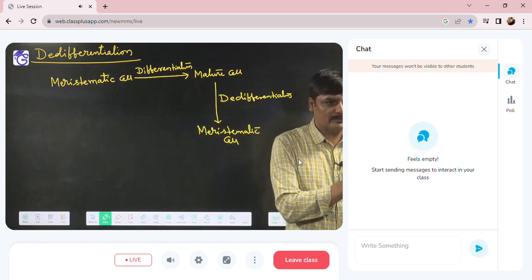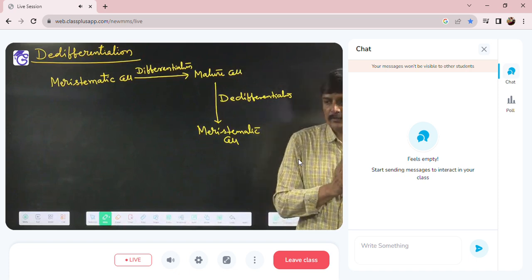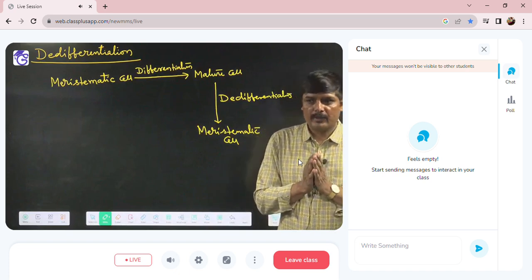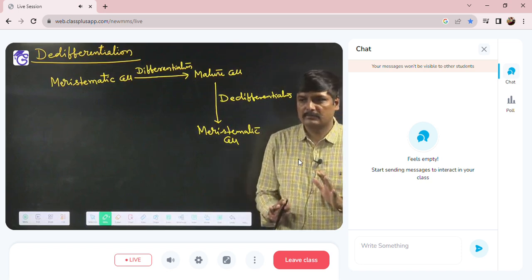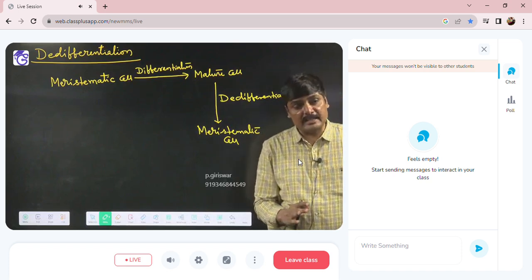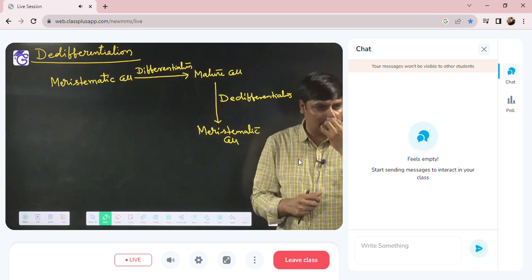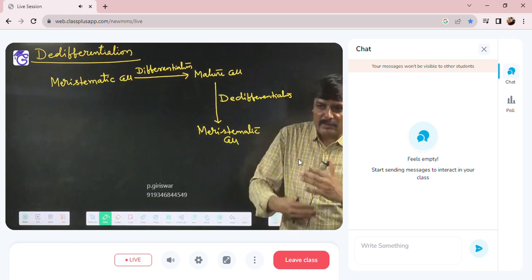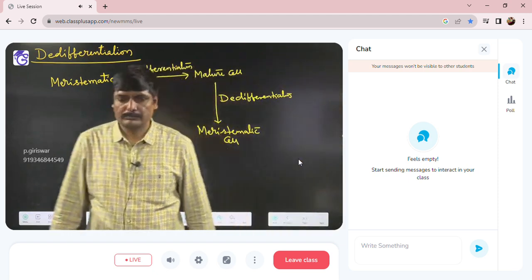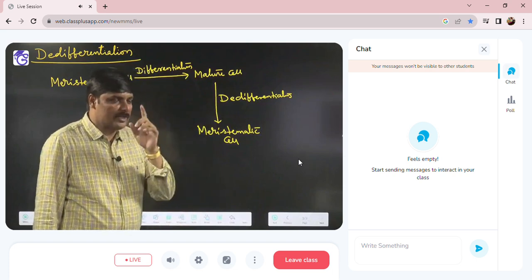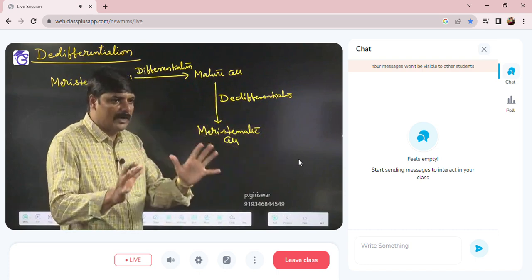Formation of a permanent cell from a meristematic cell is differentiation. Now this permanent cell usually does not divide further, but some cells regain the activity of cell division and transform into meristematic cells. This process is called de-differentiation.